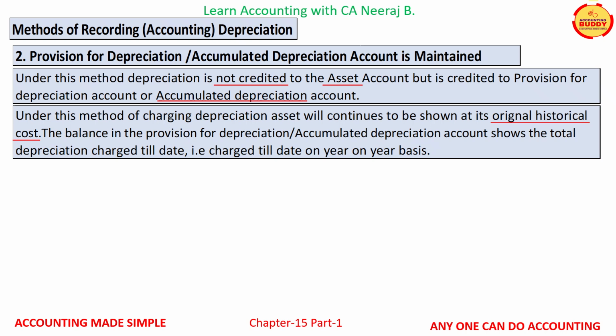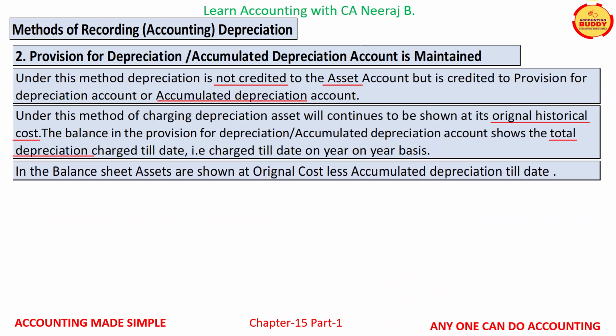The balance in the provision for depreciation account or accumulated depreciation account shows the total depreciation charged till date, that is from the date on which the asset is purchased till the end of each accounting year. In the balance sheet, assets are shown at original cost less accumulated depreciation till date.